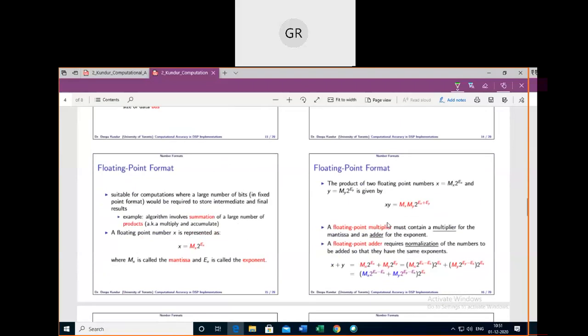Okay, in the next class we'll discuss floating point format. Okay, thank you.